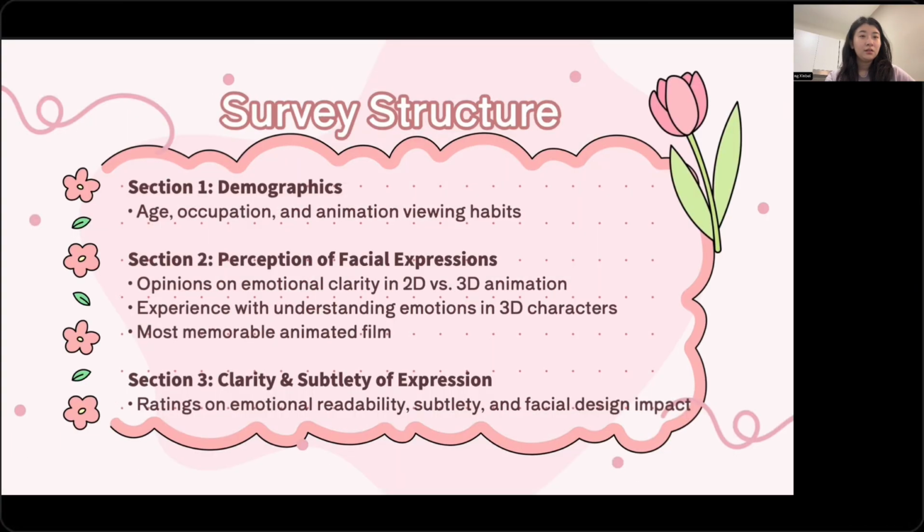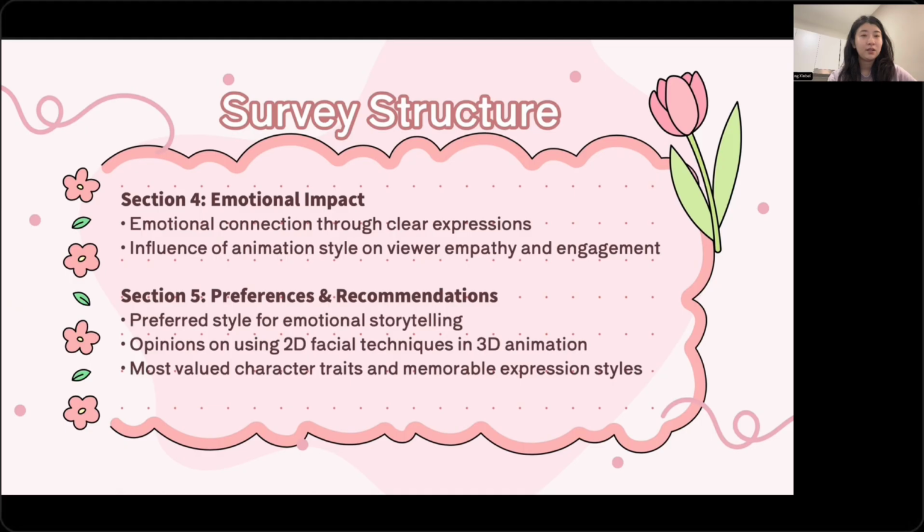And for this one, the survey has 5 simple parts. First, we ask about basic information like age and how often they watch animation. Second, we ask how well they can understand emotions in 2D versus 3D faces. Third, we look at how clear and subtle the expression feels to them. Fourth, we ask if the expression made them feel emotionally connected. Last, we ask which style they prefer and what expression stands out to them.